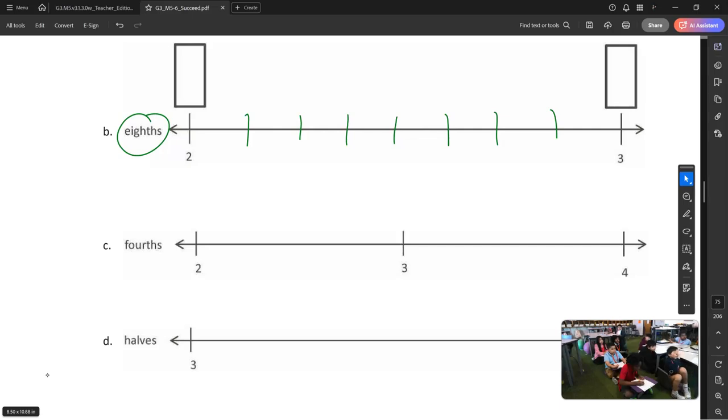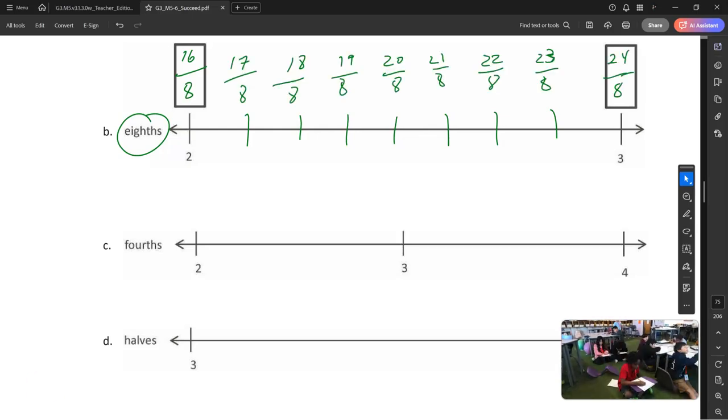16 eighths. So we numbered 16 eighths, 17 eighths, 18 eighths, 19 eighths, 20 eighths, 21 eighths, 22 eighths, 23 eighths, 24 eighths. Now, the way we know that 24 is also a whole is if we count by eighths 3 times, we get 24.